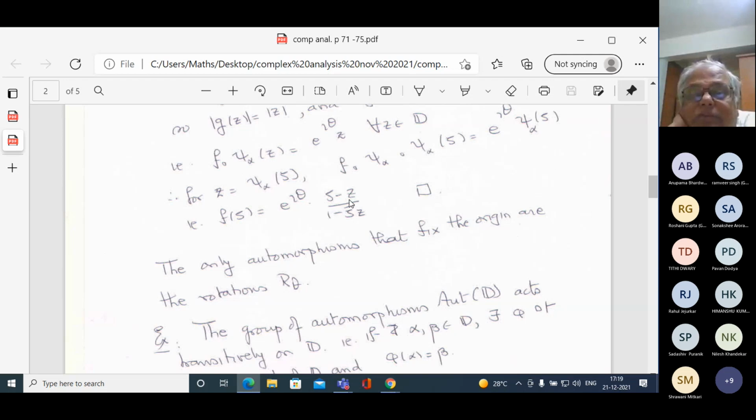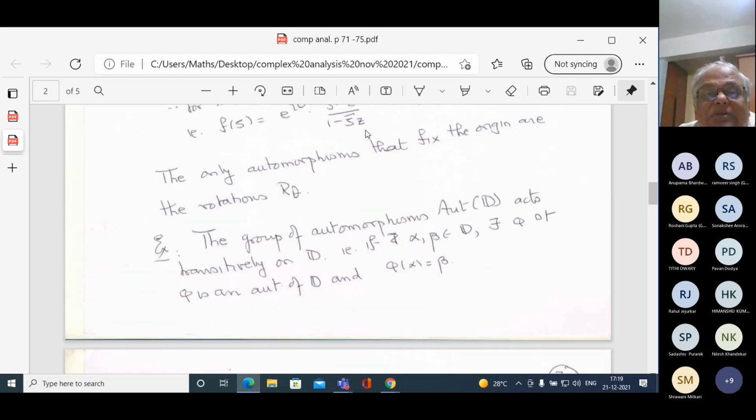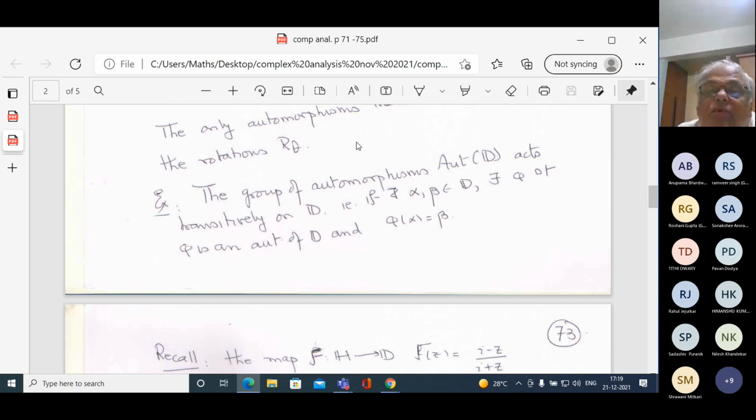So the only automorphisms from D to D that fix the origin are the rotations. You know that the rotations fix the origin, and these are the only ones. So again, this is a consequence of Schwarz lemma. The group of automorphisms of D acts transitively on D.